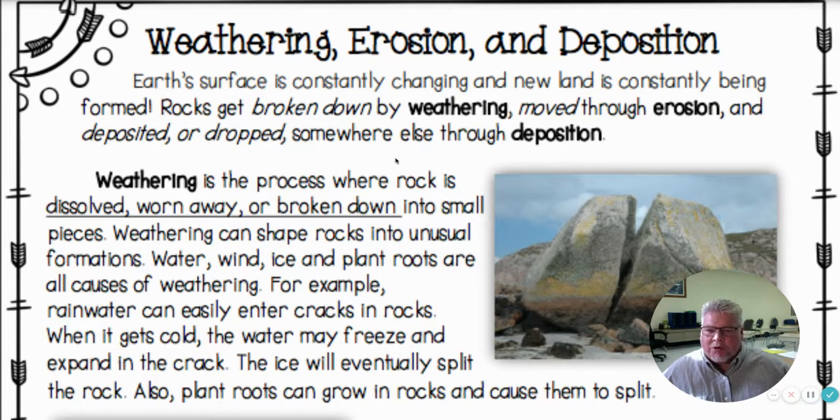Weathering is the process where rock is dissolved, worn away, or broken down into smaller pieces. Weathering can shape rocks into unusual formations. Water, wind, ice, and plant roots are all causes of weathering. For example, rainwater can easily enter cracks in rocks. When it gets cold, the water may freeze and expand the crack. The ice will eventually split the rock. Also, plant roots can grow in rocks and cause them to split. So that's weathering. Remember, weathering is breaking it down or dissolving it, wearing it away. So if it's breaking it in any way, it's weathering.